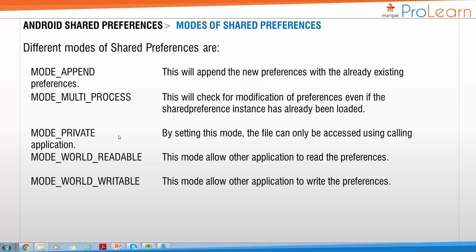Mode world readable will give only the read permission. It won't give the write permission. World writable will give you the write permission. It won't give you the read permission. So that is how you can specify the different modes for the shared preferences.